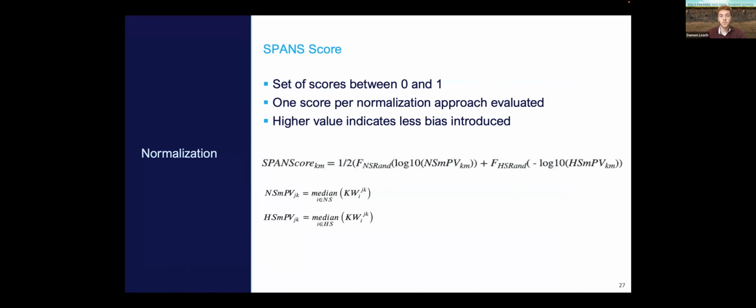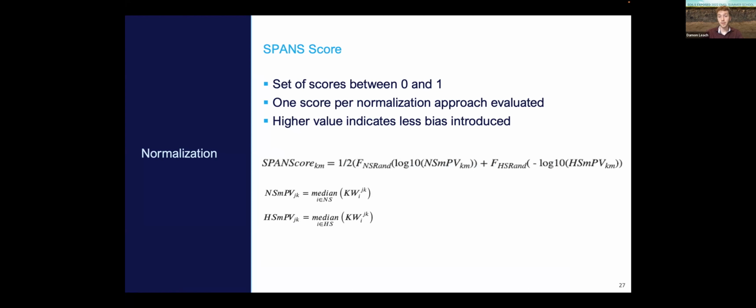And so when it comes to the SPAN algorithm, you're going to specify which of the different subsetting functions you want to consider and which of the mathematical functions you're going to want to consider. And for each of those combinations, you're going to receive a score between 0 and 1. And a higher value is going to indicate that you're introducing less bias. And so a higher value is going to be the better one.